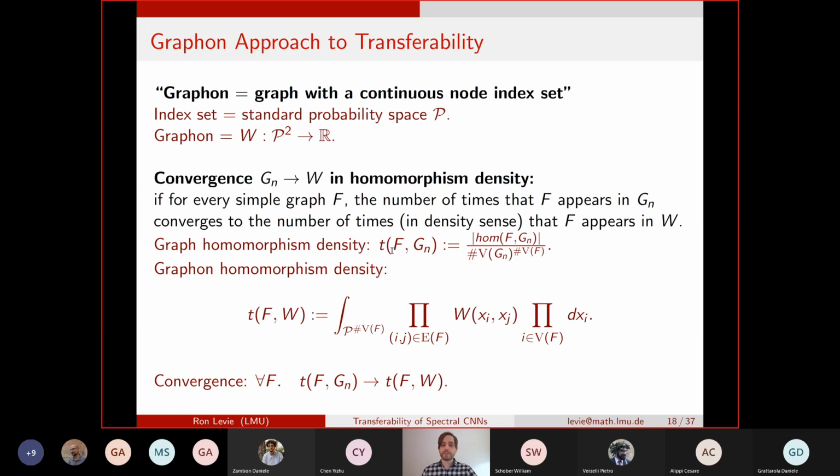And we can also count the number of times we see the motif F in the graphon. The graphon is a continuous entity, so we don't really count, but we can, in some sense, integrate the number of times we see the motif in the graphon. And then the sequence of graphs Gn converges to the graphon by definition if for every simple graph F, the homomorphism density of F in the graphs converges to the homomorphism density of F in the graphon. So basically in this approach, two graphs are close to each other if they have the same or approximately the same substructures.